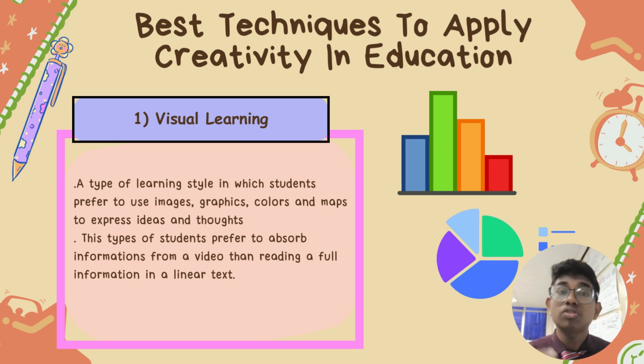Now, we're going to look at some of the best techniques to apply creativity in education. First of all, we have visual learning. It's a type of learning style in which students prefer to use images, graphics, colors, and maps to express ideas and thoughts. They are not keen to read long text and absorb information. They prefer colorful maps, visuals, and tables to understand information.